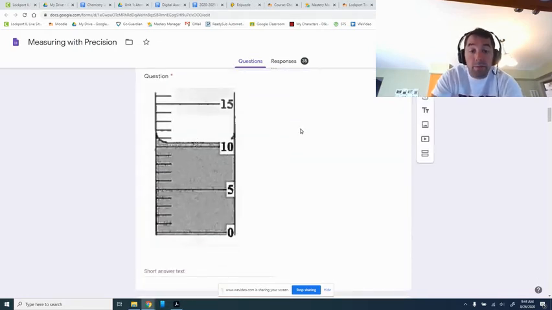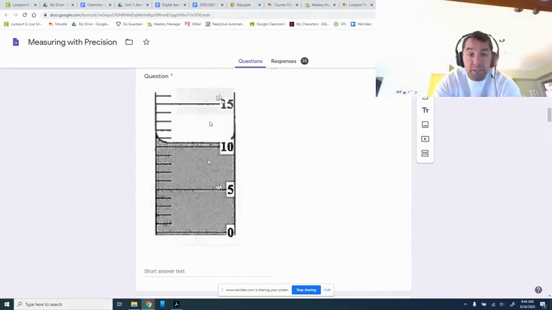Now, this one is a little bit different. We have a graduated cylinder again, but this is marked every 1 milliliter. So we have 0, 5, 10, 15. Each of those is marked every 5. And then we have 1, 2, 3, 4 marks in between the 5 and the 10. So that means this big line is 5, 6, 7, 8, 9, 10. Each one of these marks represents 1 milliliter.